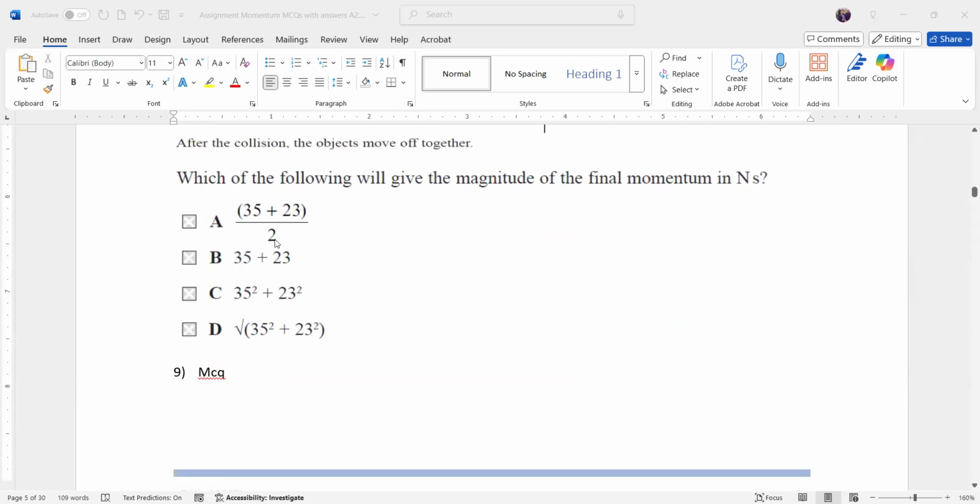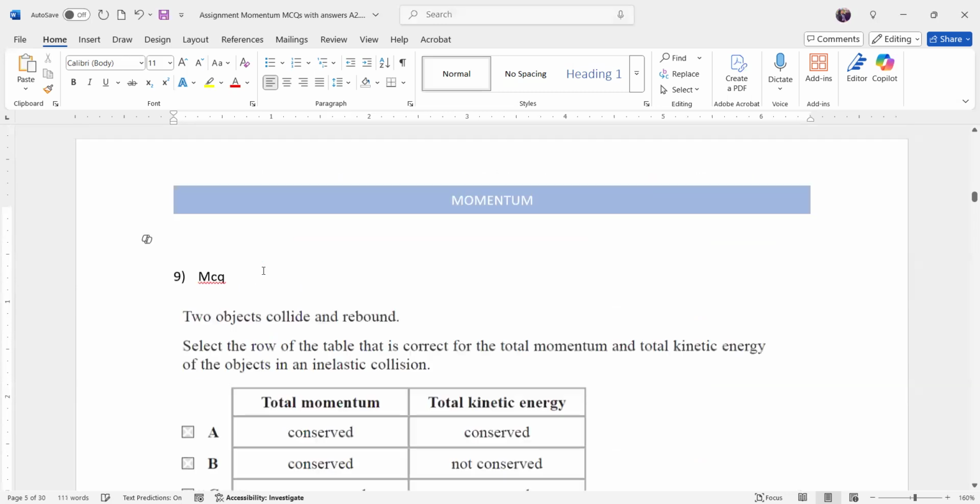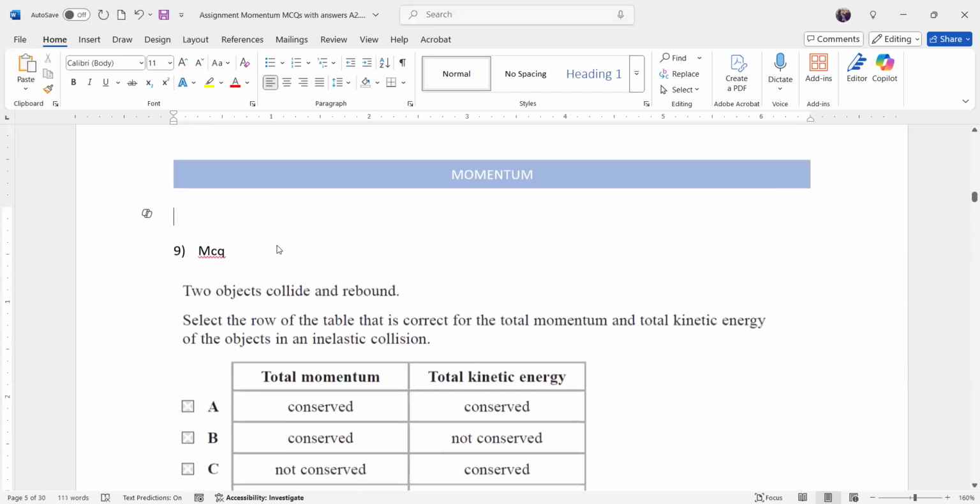So the correct answer for this one is D. Next question, question 9.